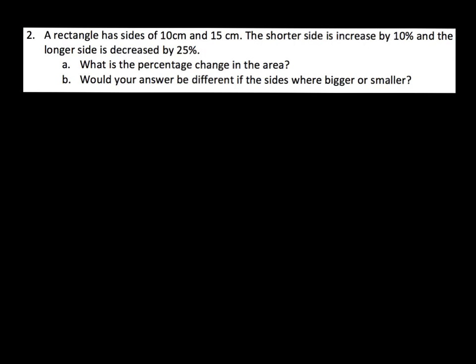Question number 2. Please pause the movie and read the question. I will show you how easy it is to use a multiplier in this question as well. If the shorter side is increased by 10%, then the shorter side becomes 10. If it's increased by 10%, then it becomes 110%. So it becomes 10 times 1.1.